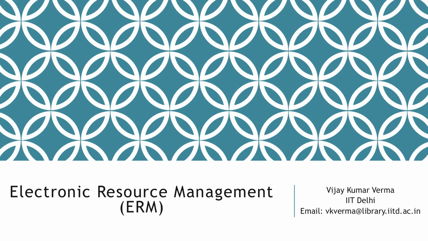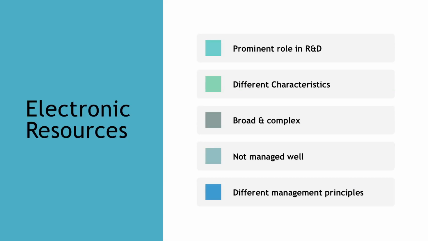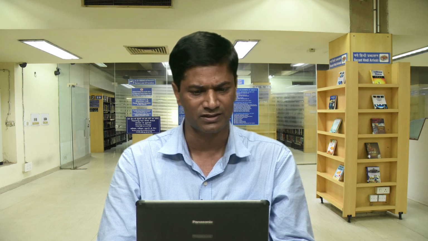Today we are going to discuss basics of electronic resource management, or ERM as it is commonly known. As we know, electronic resources play a very important role for research and development. Libraries all over the world are acquiring electronic resources for their stakeholders. The electronic resources have different characteristics and nature as compared to print resources. The principles which you apply for the management of printed resources can't be applied for the management of electronic resources because of the nature of electronic resources.